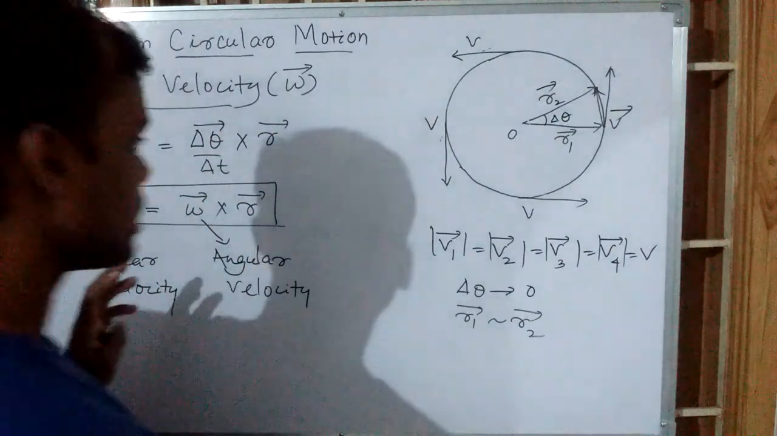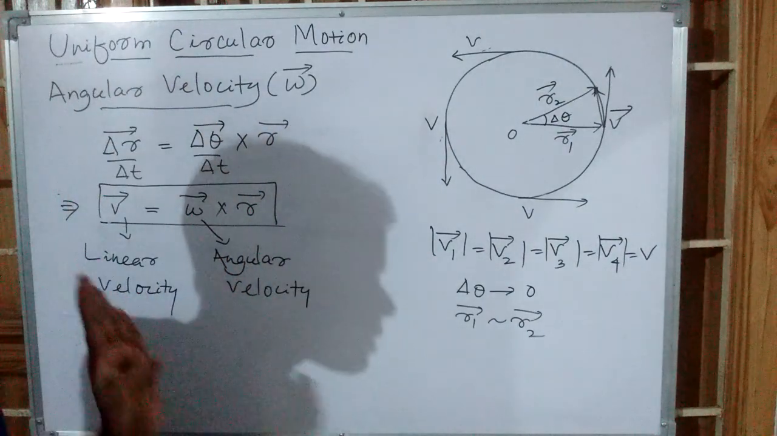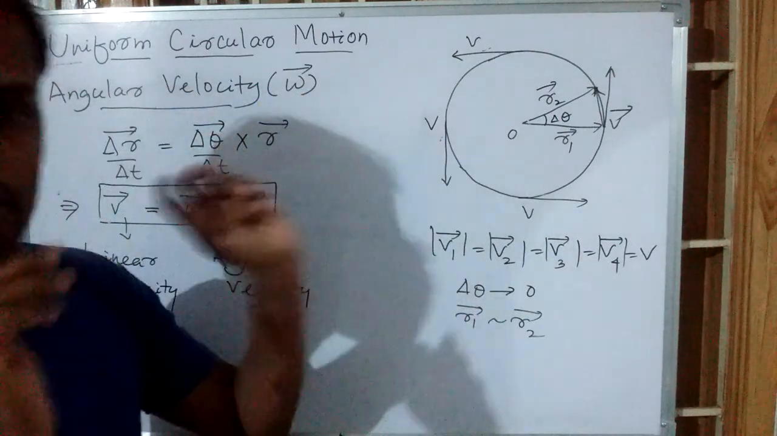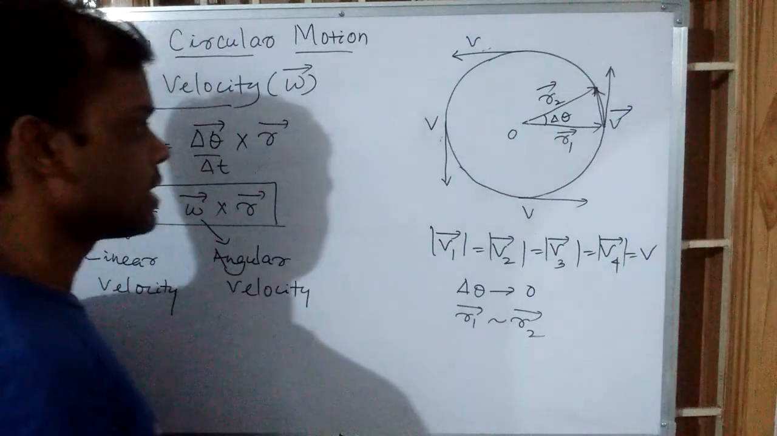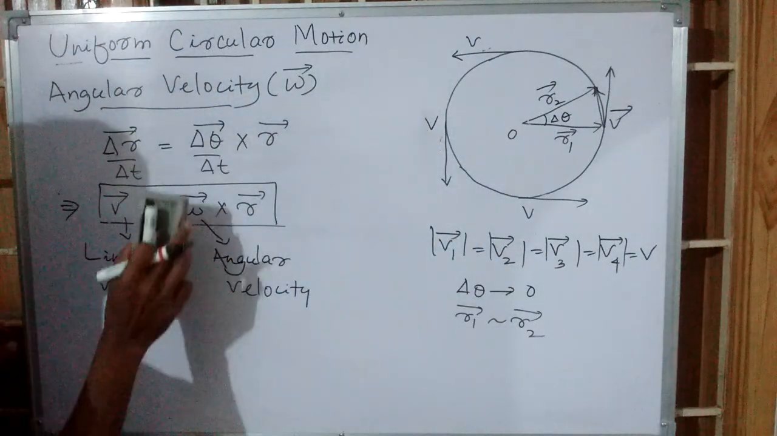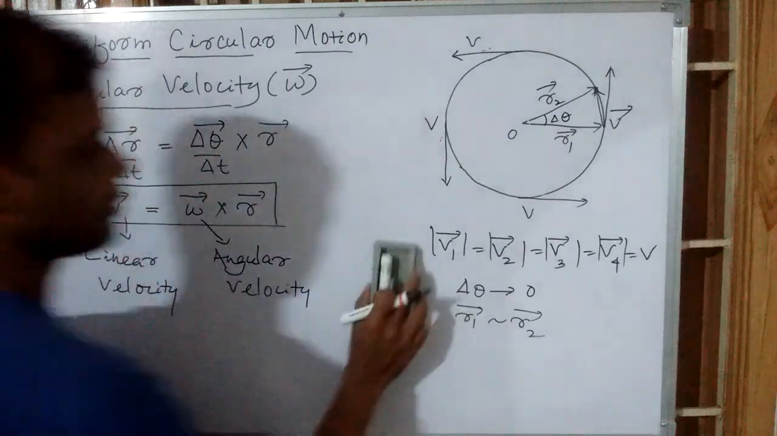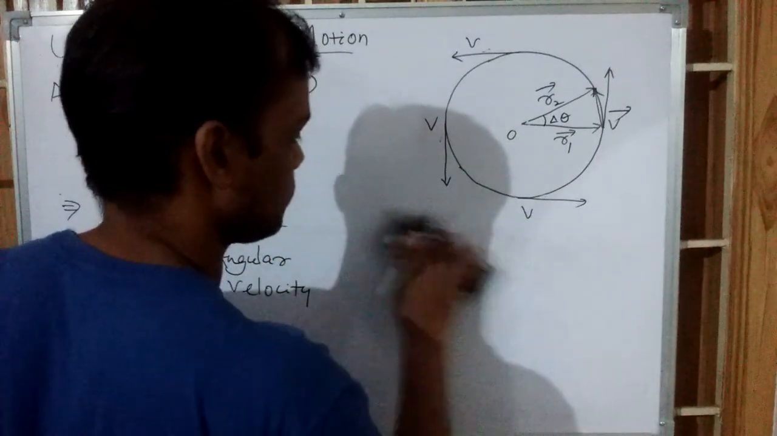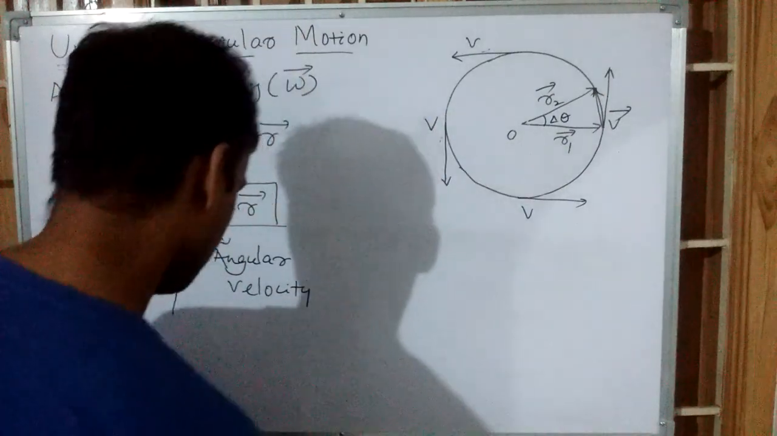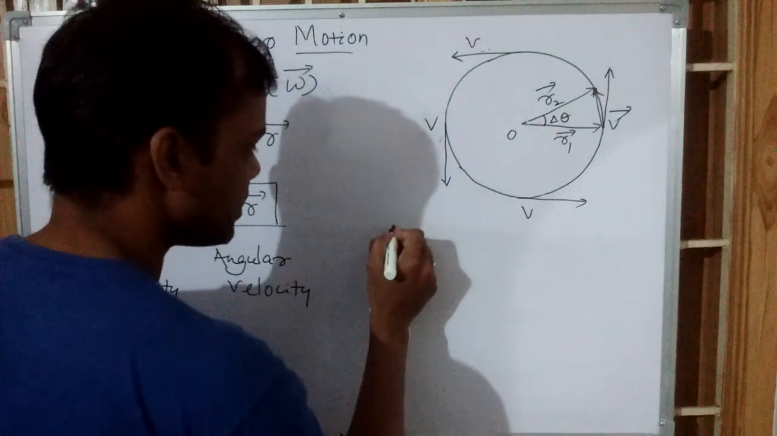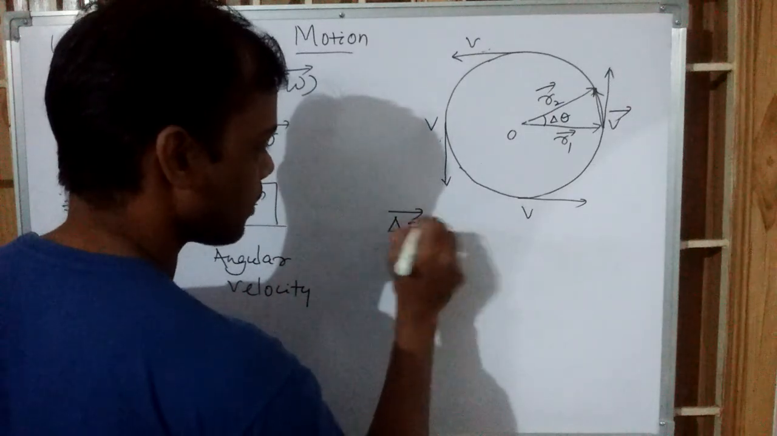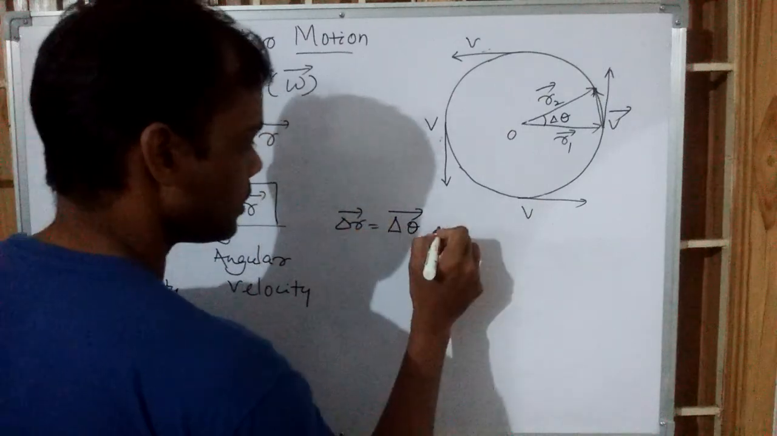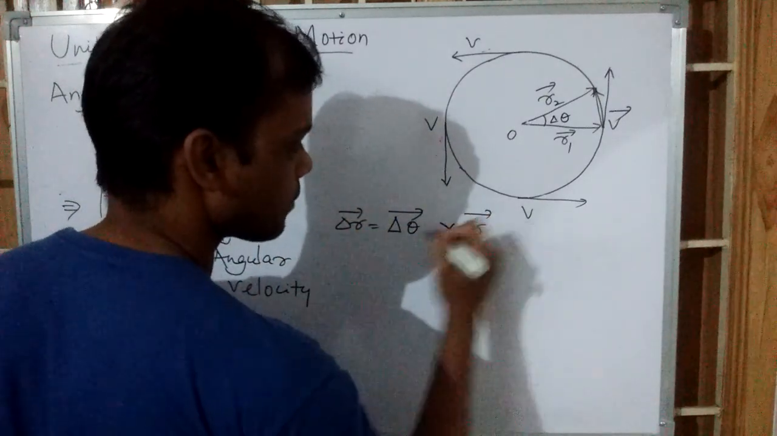So in this class we shall only discuss angular displacement and angular velocity. In the next class we shall discuss the rest of the circular motion. So what are the magnitudes? First, the magnitudes of our first relationship: del r is equal to del theta cross r.